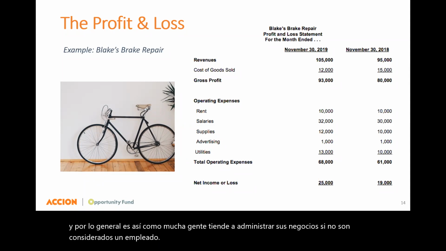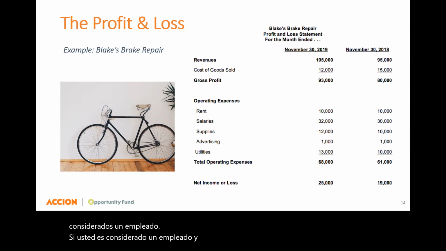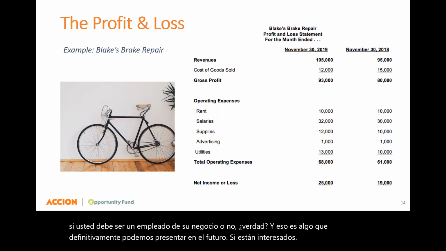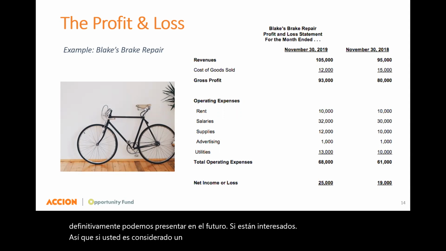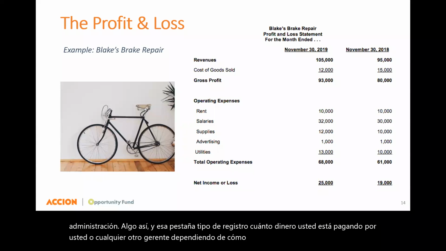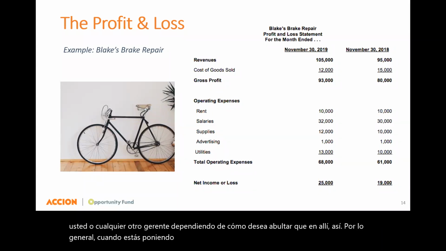If you are considered an employee, and let's say you're paying payroll taxes on yourself and all these things, which leads to another bigger discussion about whether you should be an employee of your business or not, something we can definitely present on in the future if you're interested, then you would be under an operating expense. So we would add a category here called owner's compensation or management, something like that. That tab would record how much money you are paying for yourself or any other manager, depending on how you want to lump that in as well.